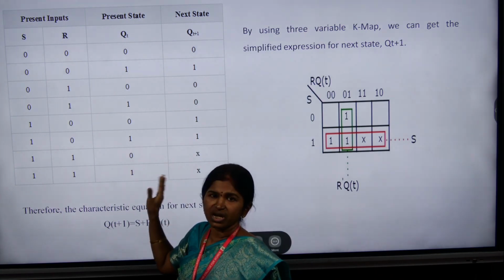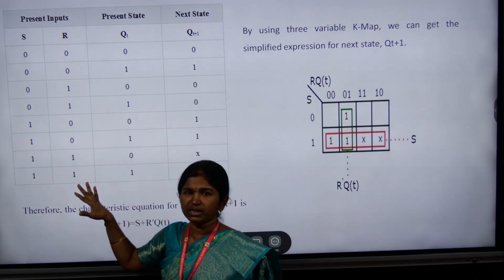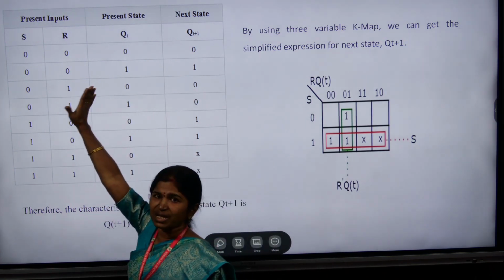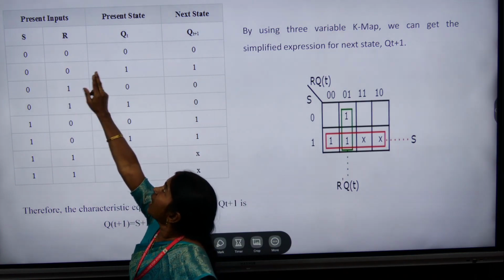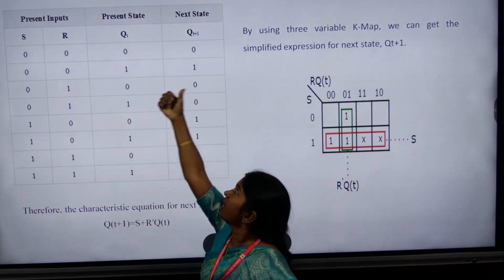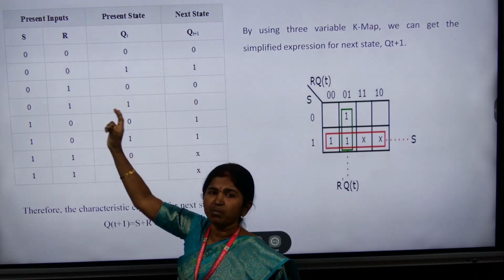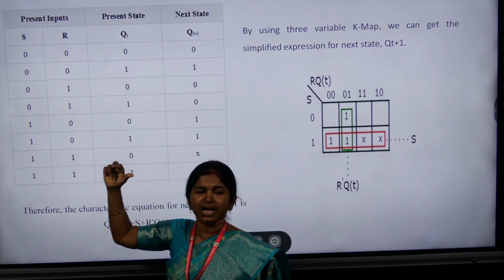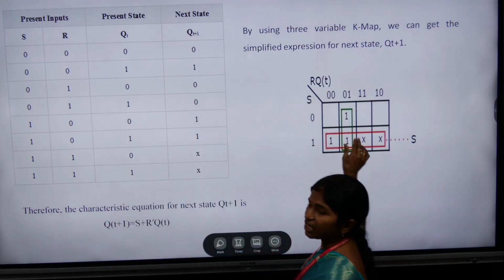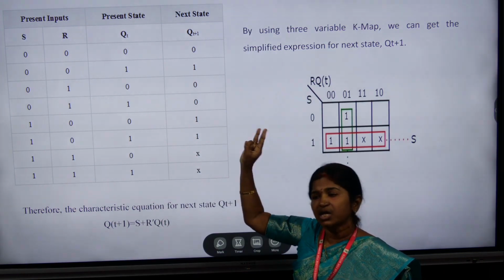So this is the structure of the characteristic table of the SR flip-flop. Now I have to write the characteristic equation for this SR flip-flop. So how many inputs are there in the characteristic table? S, R and QT. These three inputs are there in the characteristic table, and Q of T plus 1 represents the output. So for the three inputs I have to draw the K-map. That is, I have to go for the three variable K-map. So now I have drawn the three variable K-map by considering the three inputs S, R and QT.